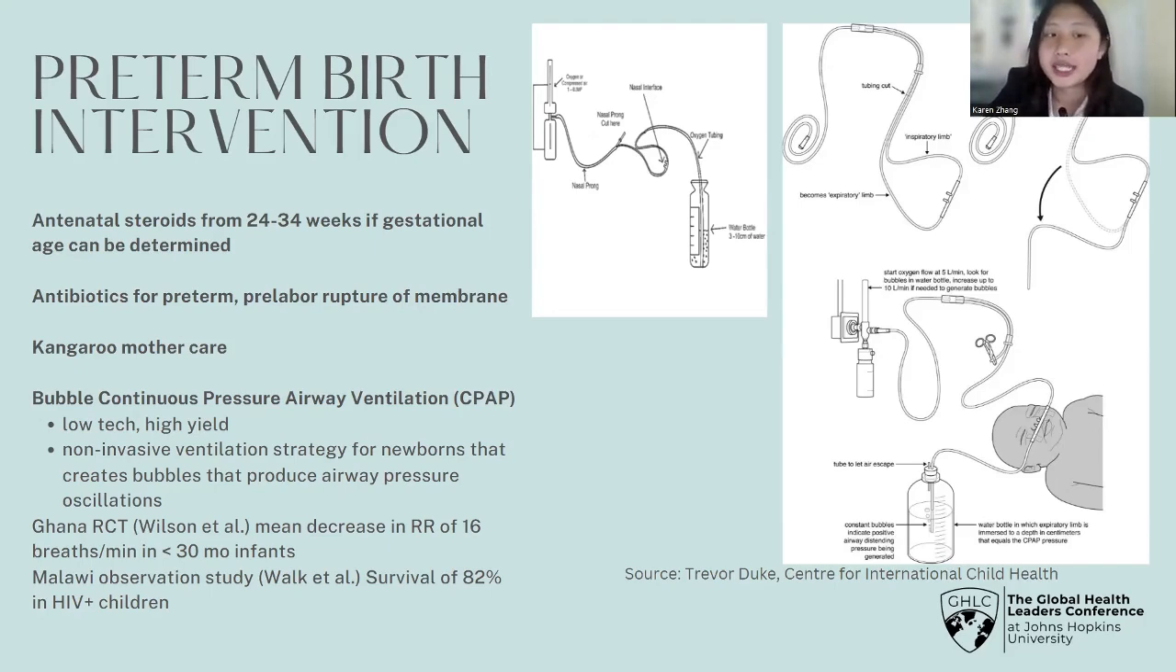And another technology is bubble continuous positive airway pressure, or CPAP. And it's a low-tech but high-yield technology, a non-invasive ventilation strategy for newborns that creates bubbles that produce airway pressure oscillations. In Ghana, an RCT saw a mean decrease of 16 breaths per minute in infants that were less than 30 months old, and a Malawi observational study also saw a survival rate of 82% in HIV positive children. So this is a very effective measure.